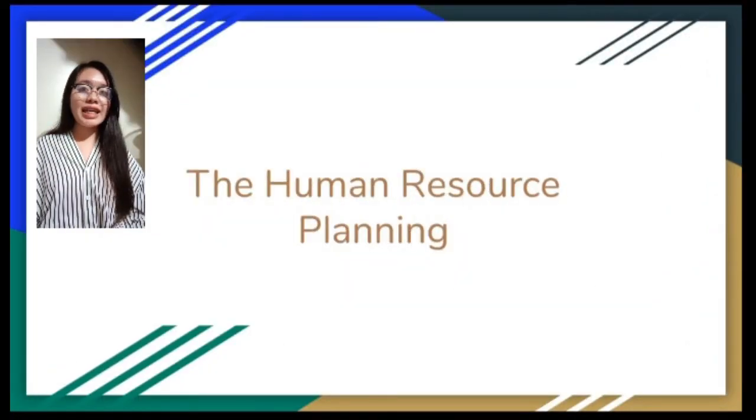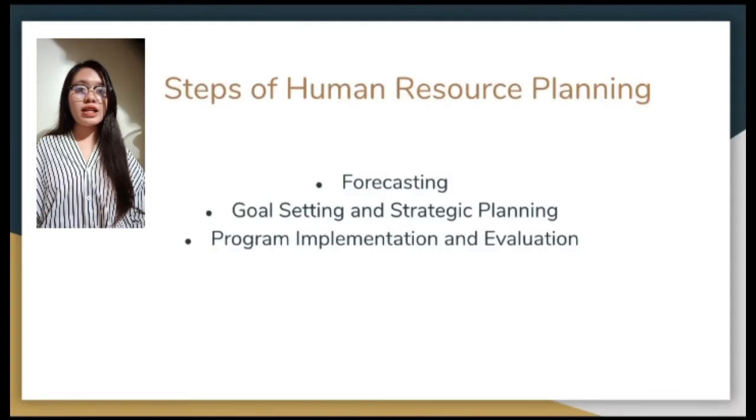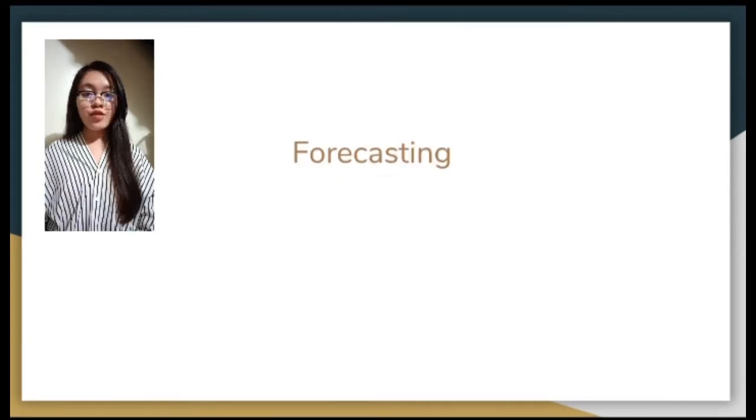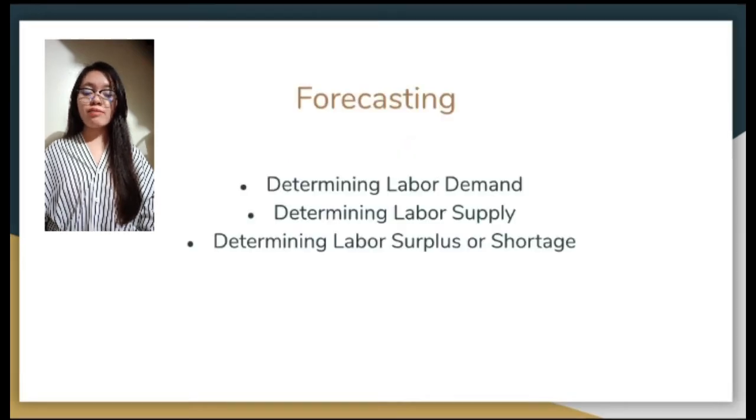So I am here again, guys, to discuss the human resource planning process. It consists of forecasting, goal setting and strategic planning, and program implementation and evaluation. Forecasting is the first step, whose goal is to predict areas within the organization where there will be future labor shortage or surplus. They are determining three areas of labor.